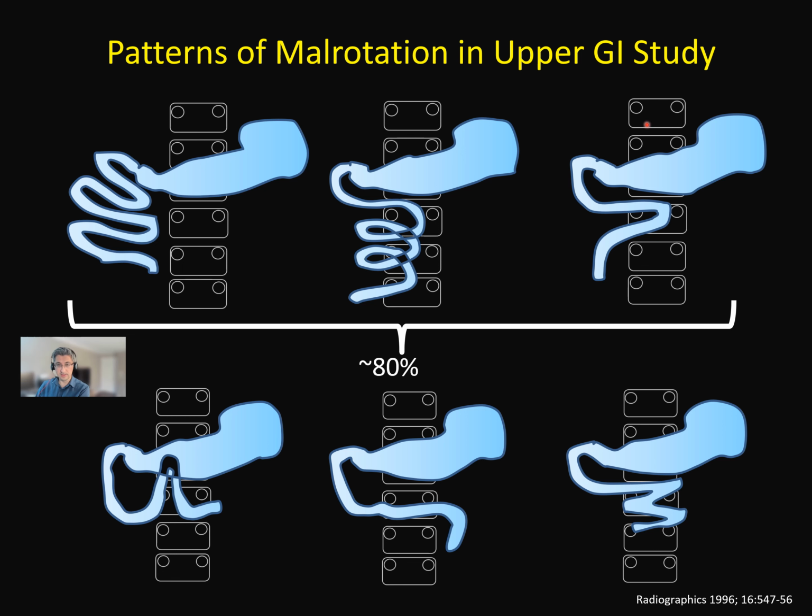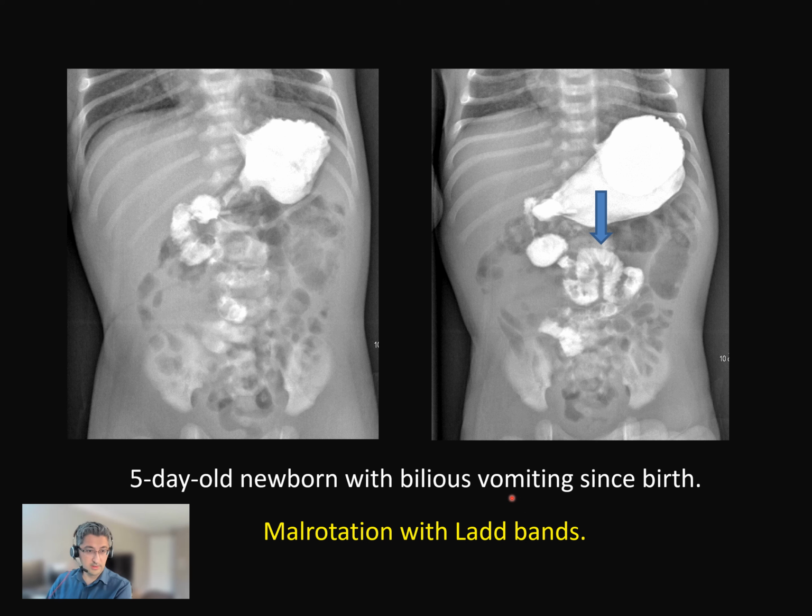Most malrotations will be seen like this. The DJ junction is on the right side, or the DJ junction is on the left, a little bit low, or just like here. This is from this article, and this is also a malrotation. The DJ junction is right to the left vertebral pedicle. Here the DJ junction is crossing the midline, but it's in low position. This is still a malrotation.